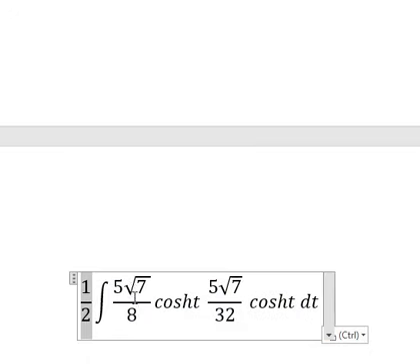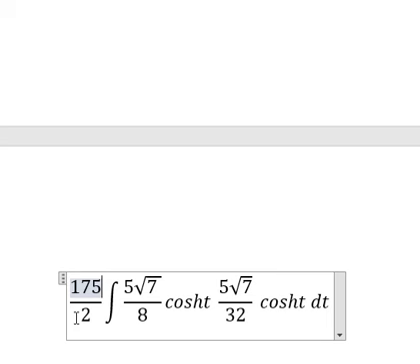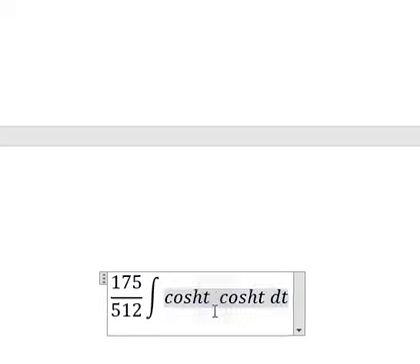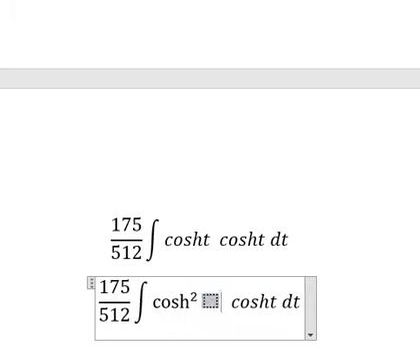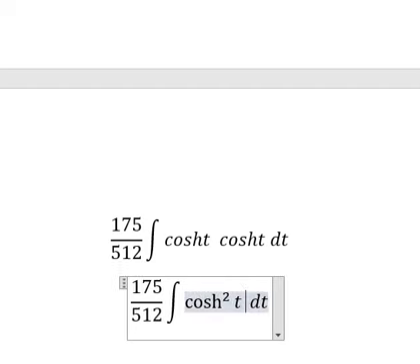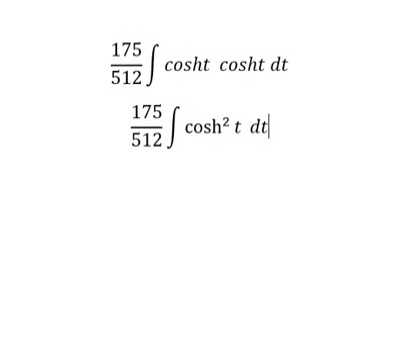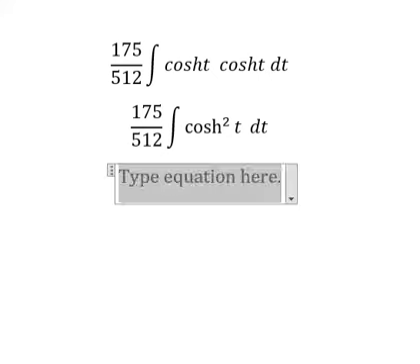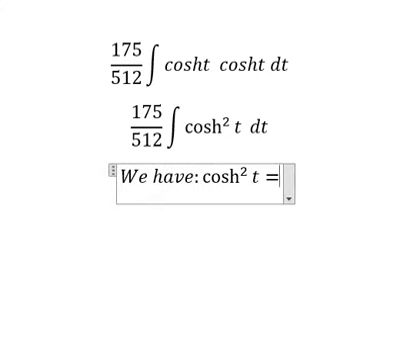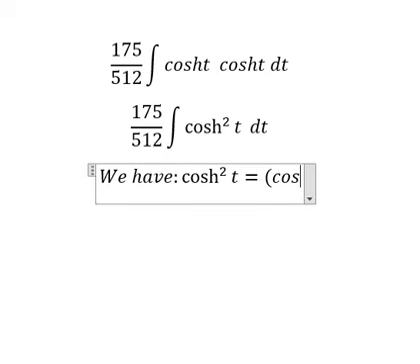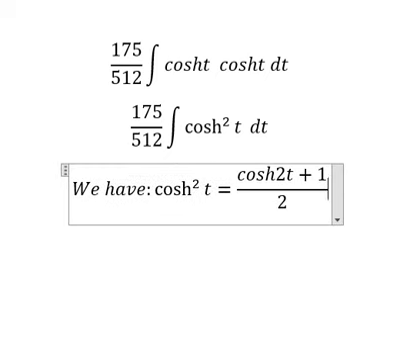So 1 over 2 with this one and this one, we have 175 over 512. So cos t and cos t, we have cos t squared. So we have the second formula in here. cos t squared equals cos 2t plus 1 over 2.